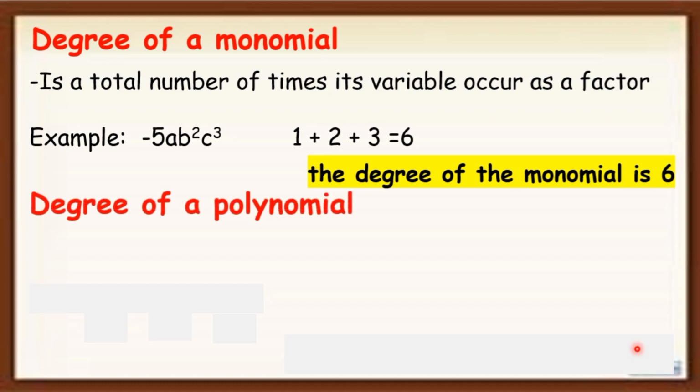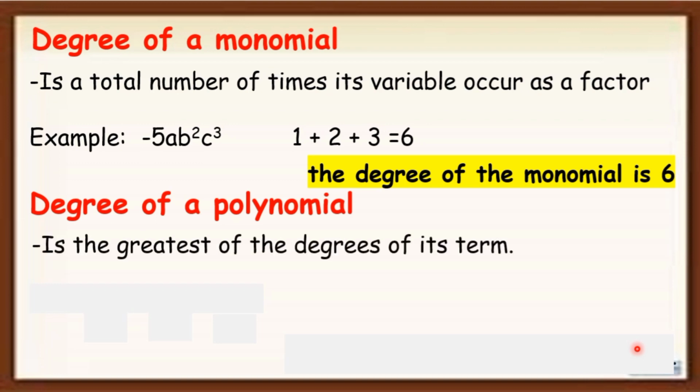So, pag sinabi naman natin degree of a polynomial, it is the greatest of the degrees of its term. So, for example, we have a squared b plus a squared b squared minus ab. Now, para malaman natin yung degree of a polynomial, get the degree of the first term. So, ano ba ang degree ng first term muna? Yung a squared b. So, 3. Bakit siya naging 3? 2 plus 1 is equal to 3. May exponent yung a which is 2 and the exponent of b is 1. So, 2 plus 1 is equal to 3.